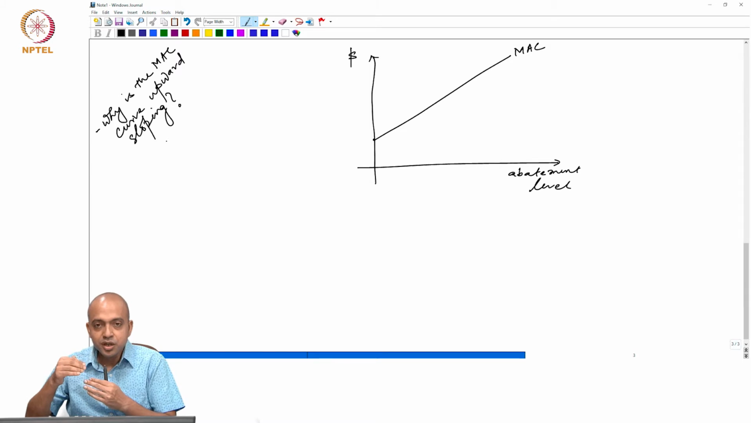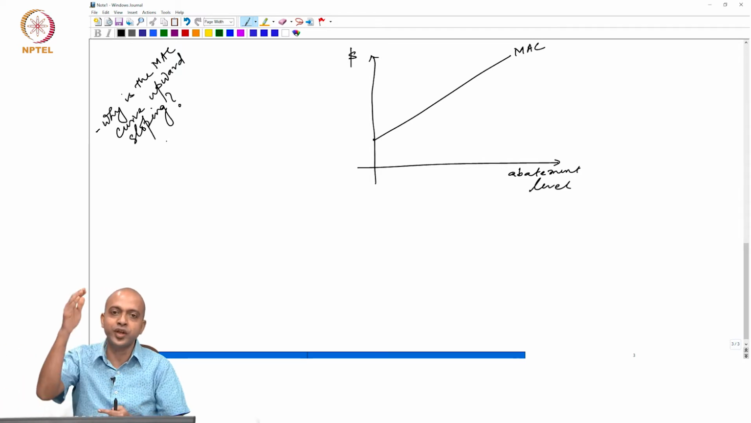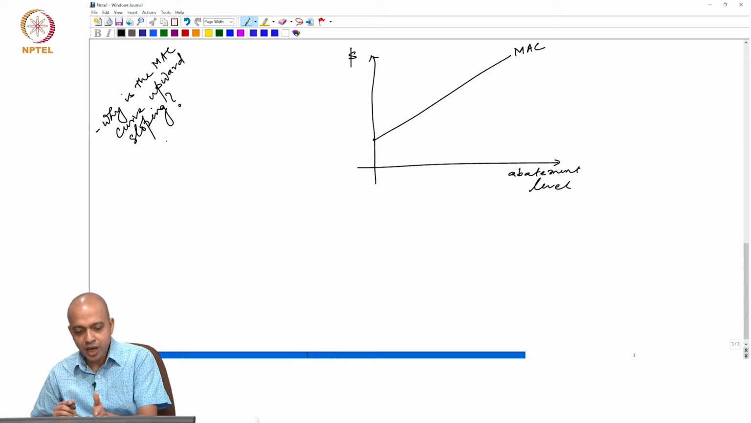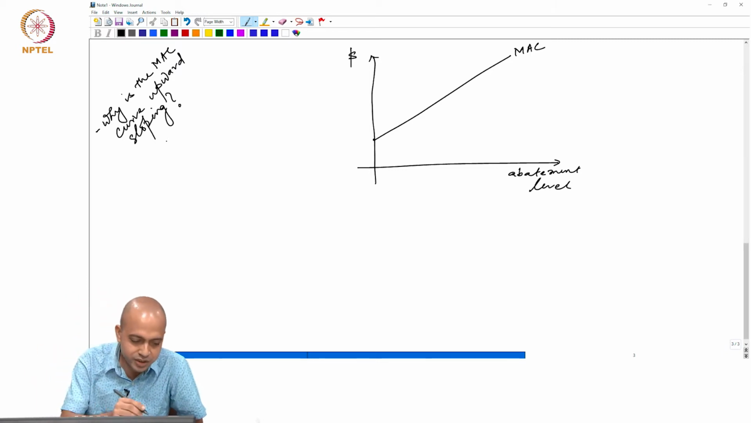So, that means when emission level is very high, cost of cleaning is low. When emission level is very low, cost of cleaning would be very high. Based on that logic, we said that MAC curve is upward sloping. As you keep on abating, pollution will come down, and every additional unit of abatement becomes costlier. That is the reason the MAC is upward sloping.